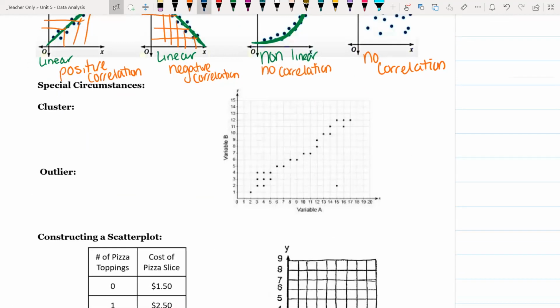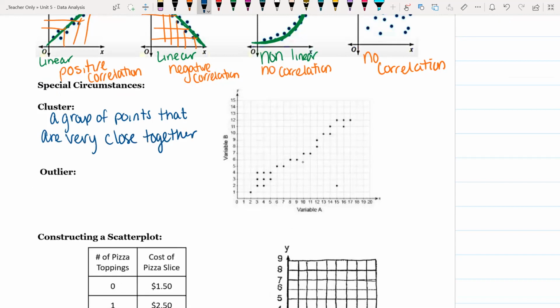So there's things called a cluster. A cluster is a group of points that are very close together. So do you see a cluster? Do you see a bunch of points that are really close together? Hopefully you're saying yes. Right here, right? Yeah, all the other ones, there's a bunch of points, but this has like almost 9 points. So this is a cluster because they're all really close together.